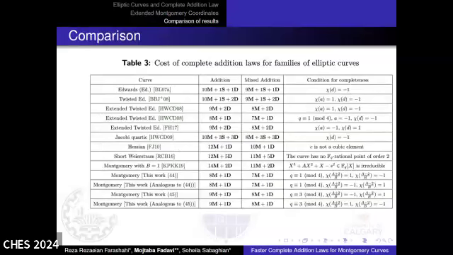To recap, if we compare our results with previous complete addition laws, we will see that we reach the minimum cost among all the previous cases. The best complete addition law was for twisted Edwards curves, that is 8 multiplications plus 1D, and we have the same cost for Montgomery curves.